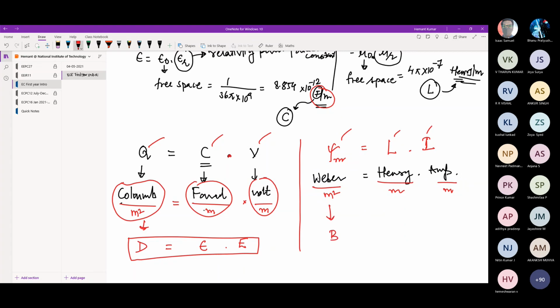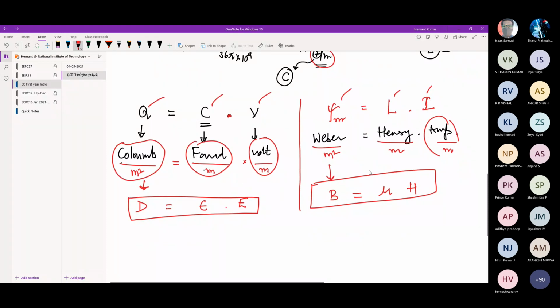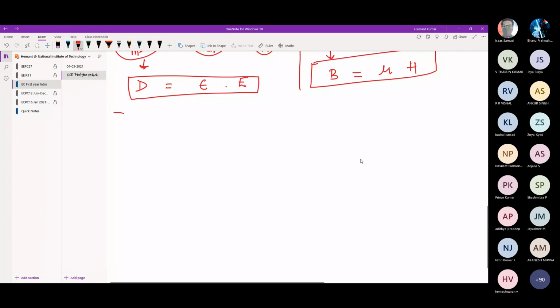So this is nothing but B. Henry per meter is the unit of mu, so it's mu, and ampere per meter is the unit of H. So the relation between B and H is B equal to mu H, where mu is the permeability of the medium. So basically epsilon and mu connect D and E, and B and H. After studying these basics, I will go through some basics of vector calculus, because that will also be needed while explaining the Maxwell equations. So let me tell you some basics of vector calculus.